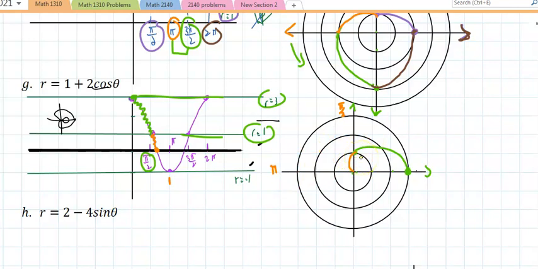Somewhere in there. I don't have to guess. I could figure out exactly where that is. Where does that equal 0? That's when cosine of theta equals negative 1/2. That's a reference angle of pi over 3. And where's cosine negative? In quadrant 2. What's pi over 3 in quadrant 2? 2 pi over 3. And it's negative in quadrant 3, 4 pi over 3.